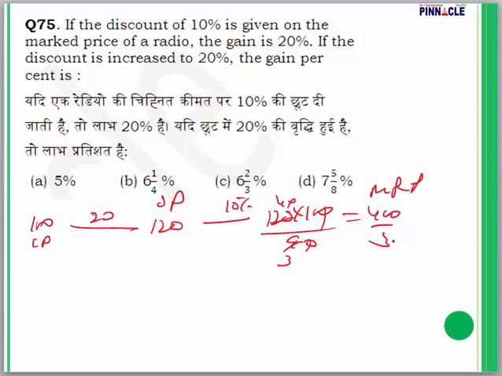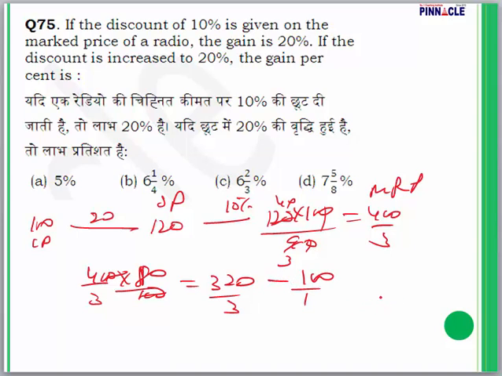He is saying that in place of 10% discount, if the discount is 20%, then the MRP would be 80 by 100 of 400 by 3, that is 20% discount. You can say 320 by 3 is the SP. So gain percent would be, you can deduct 100 directly, the answer is 20 by 3%, that is you can say 6 plus 2 by 3 percent, C is the answer in this case. So in this way we have covered all questions from 51 to 75.